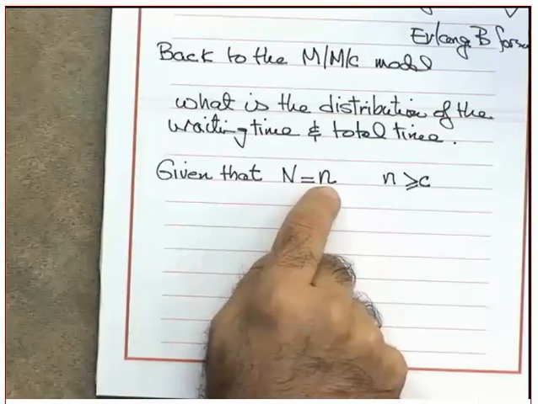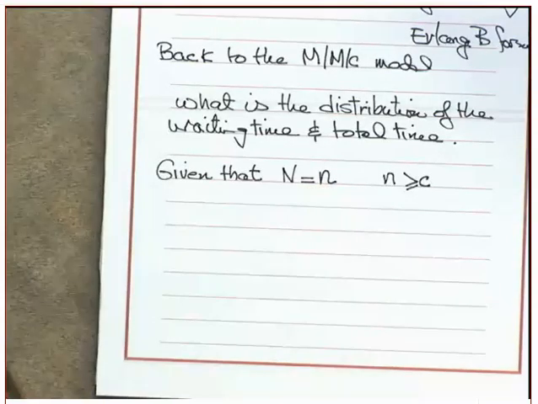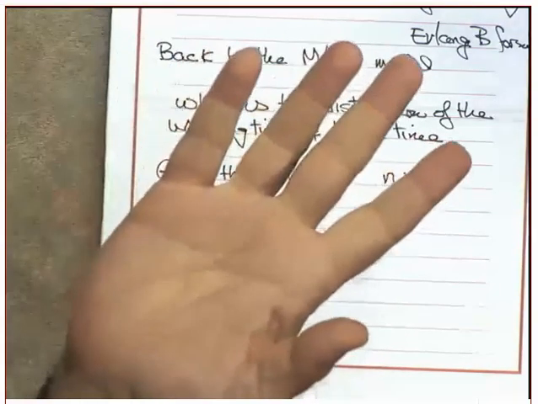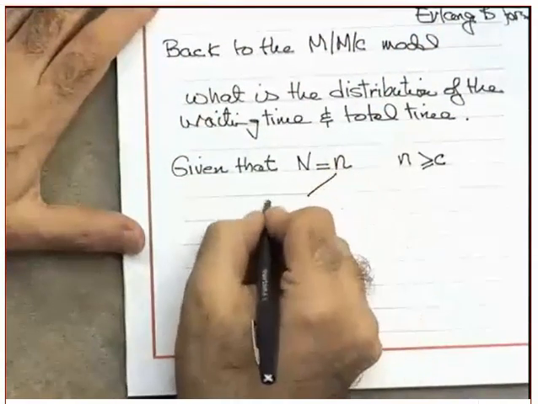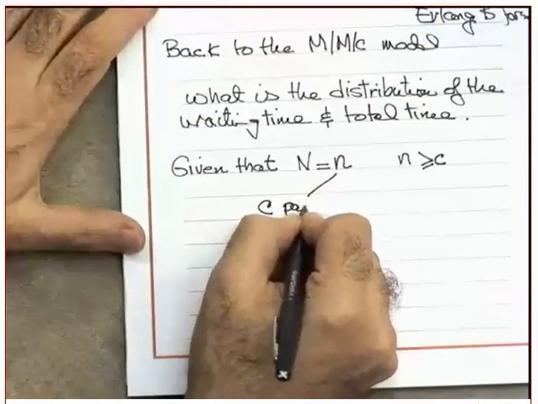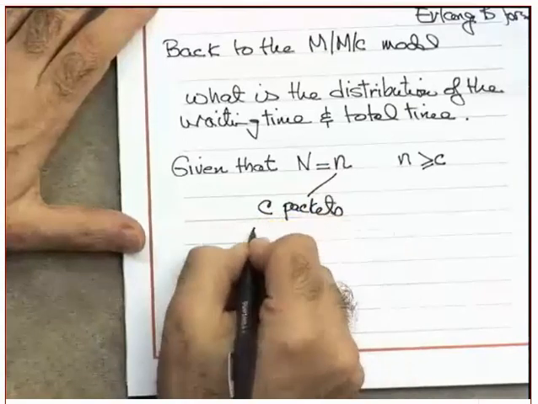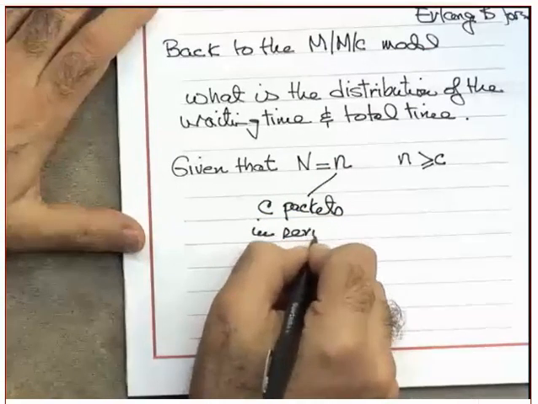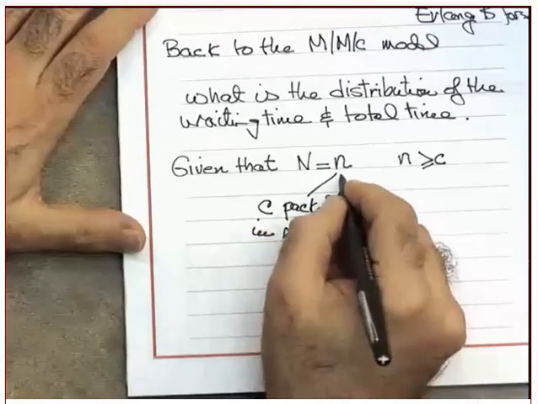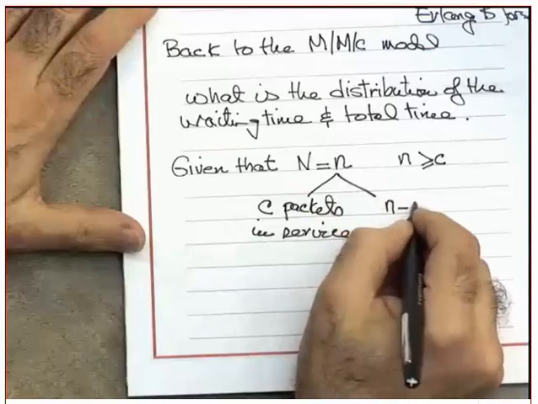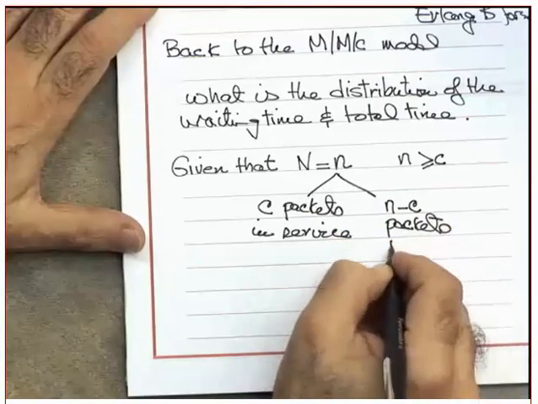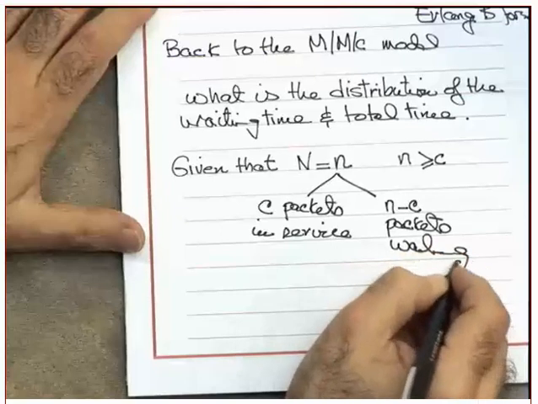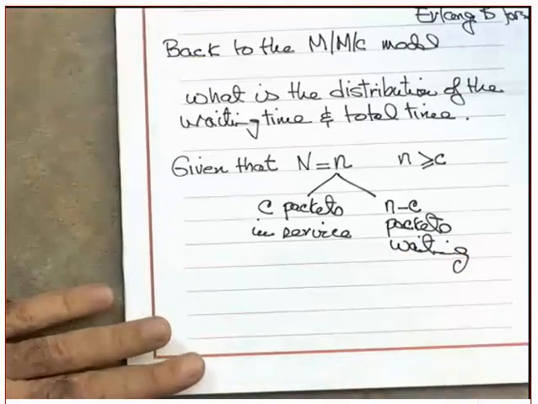Out of these N, C are in service, because we have how many servers? C servers. So out of these N, we have C packets in service, and N minus C packets waiting. Clear?